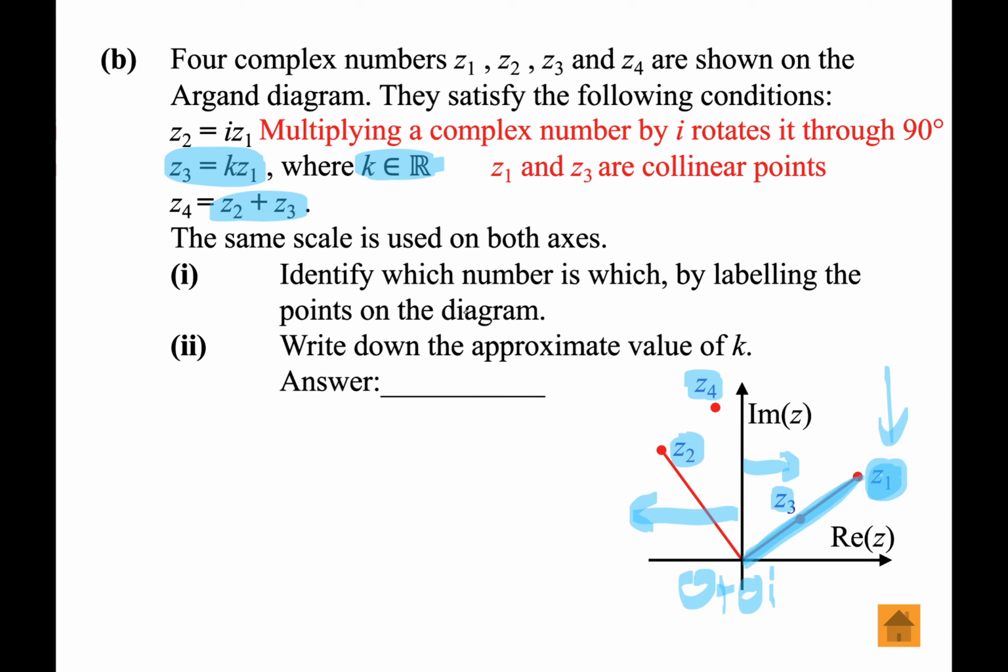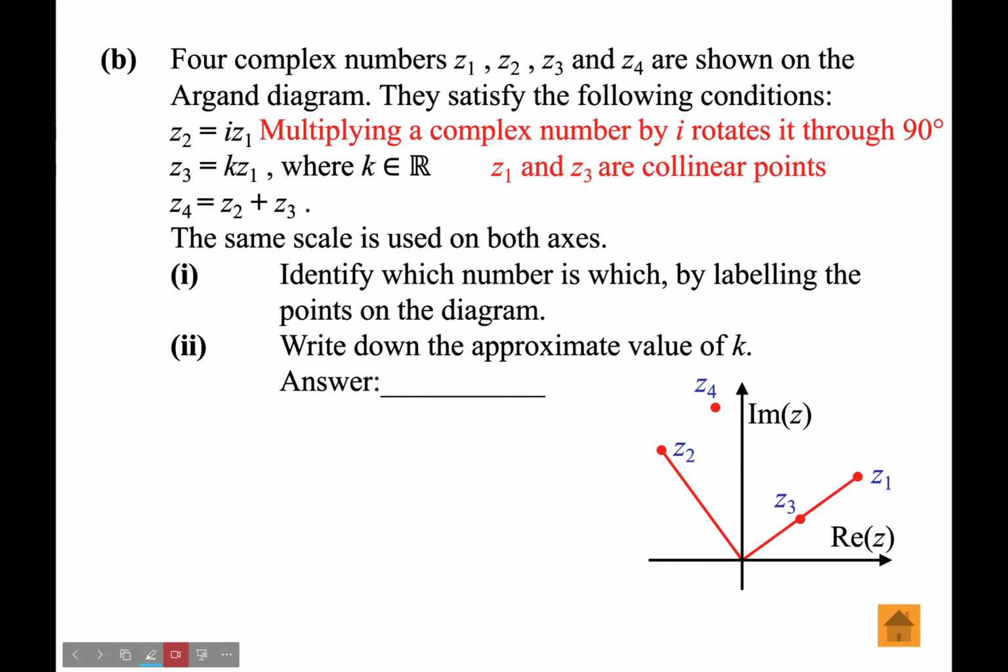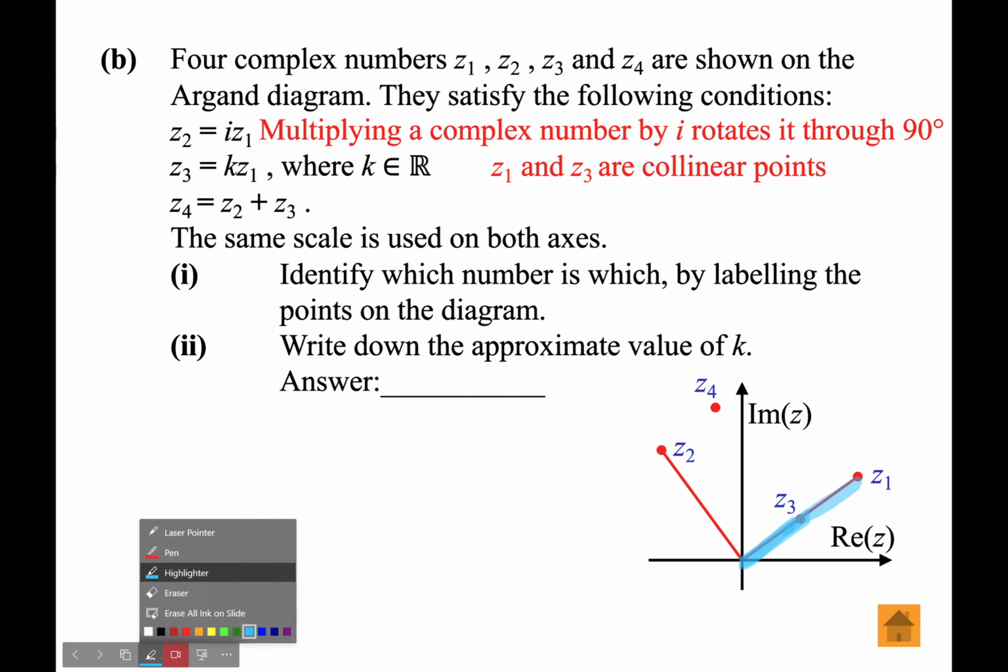It asks us then as well to write down the approximate value for k. Because the distance from the origin to Z3 looks, roughly speaking, like half the distance from the origin to Z1, I can say that the value of k is a half.